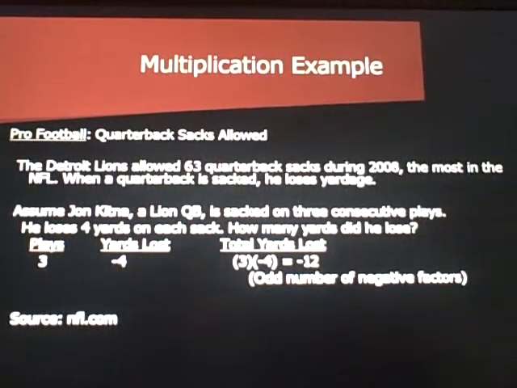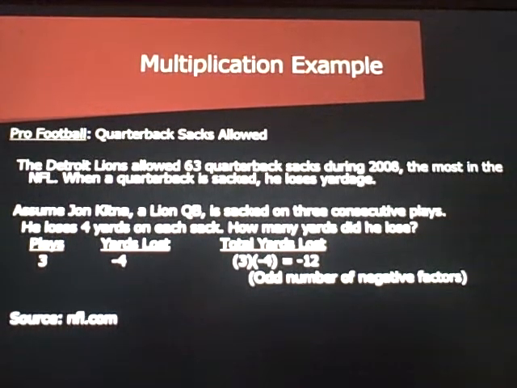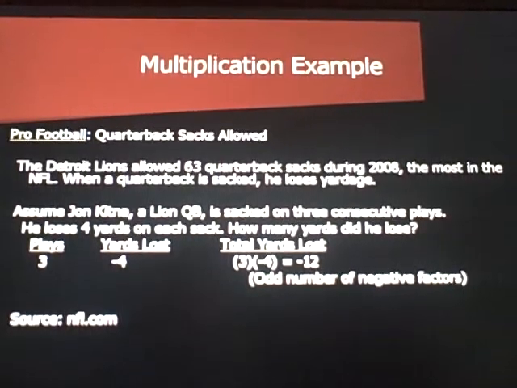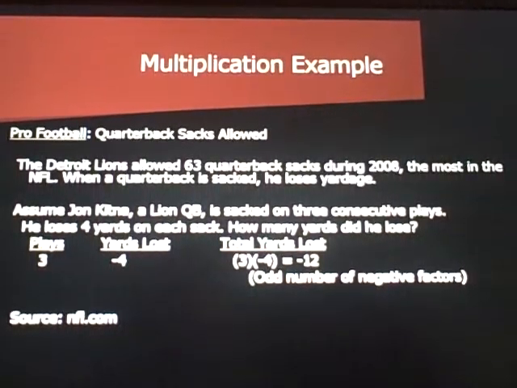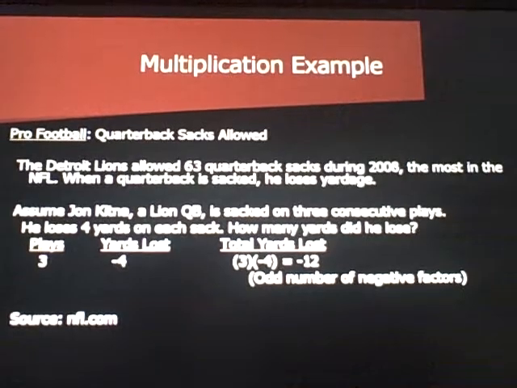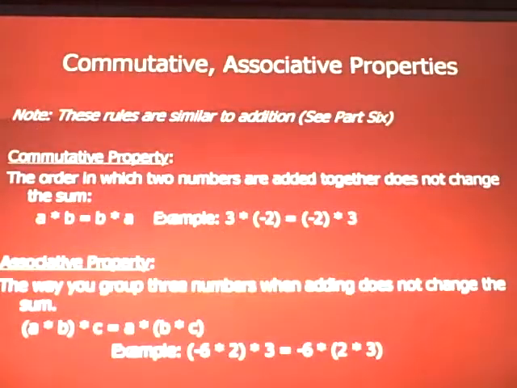Assume John Kitna, one of the Lion quarterbacks, is sacked on 3 consecutive plays. He loses 4 yards on each sack, or negative yardage. How many yards has he lost? Well, 3 plays, losing minus 4 yards each time. Since we have an odd number of negative factors, in this case just 1, our answer is a negative 12.